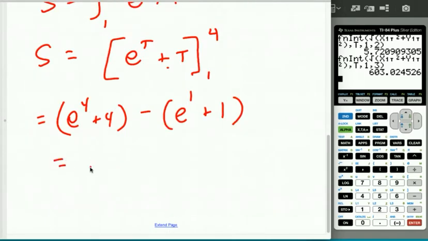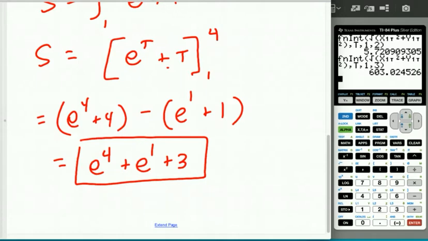And so my final answer is going to be e to the 4th, plus e to the 1st plus 3. I think that's fine because it would be a plus 4. Oh, sorry, minus e to the 1st, my bad. Careful. Minus e to the 1st and minus a 1. So minus e to the 1st plus 3, and that's my answer, right? So that's my exact answer for the arc length.